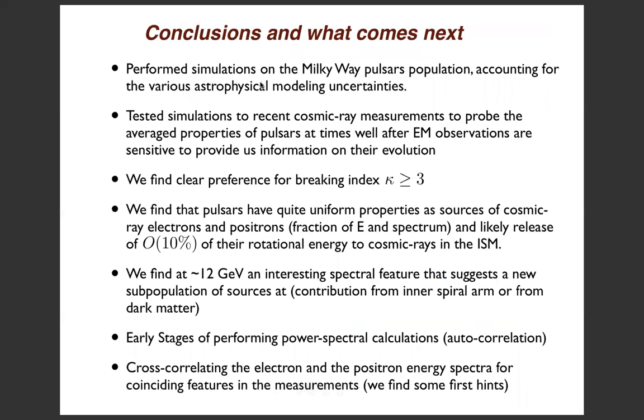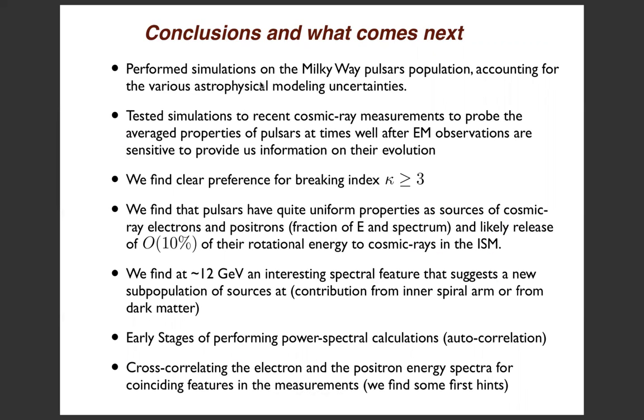And these are my conclusions and what comes next. So after performing all the simulations and using the cosmic rays to basically test the properties of pulsars at ages where the electromagnetic observations are not so sensitive to provide us much more information in terms of their evolution, we have found clear evidence for a braking index larger than or equal to 3.